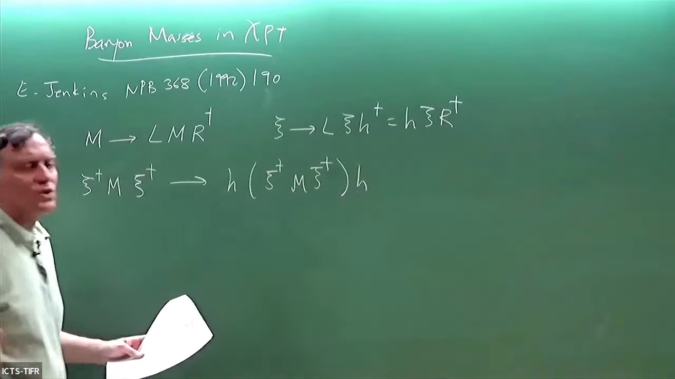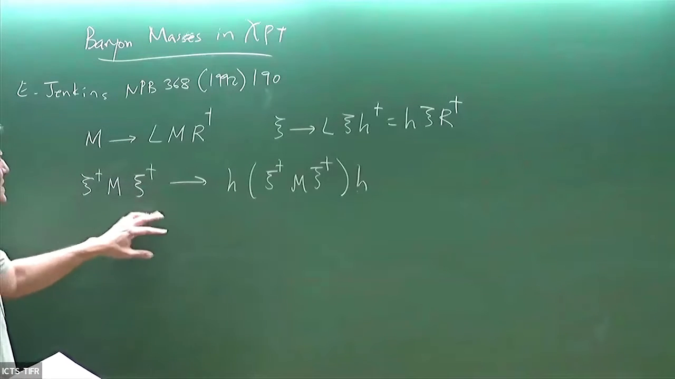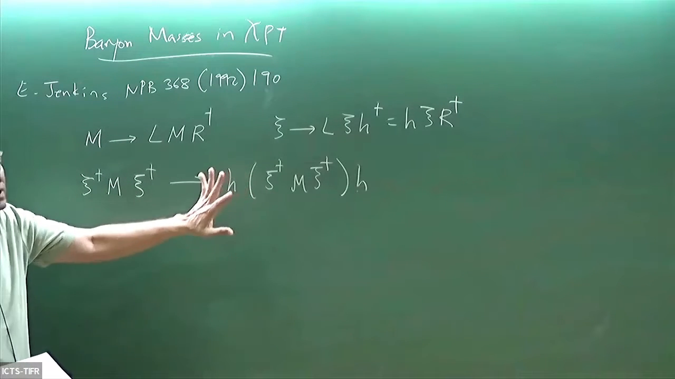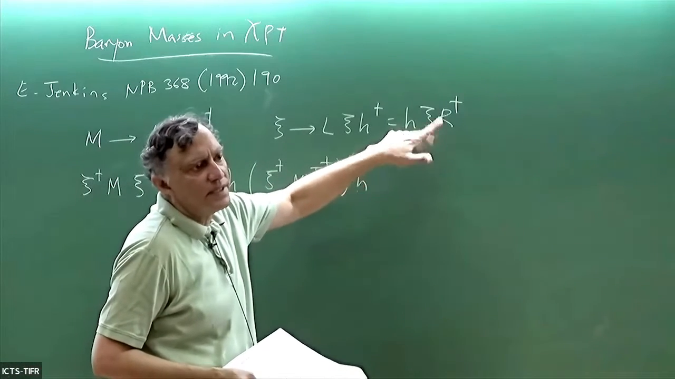So if I now take Xi dagger M Xi dagger, that transforms like H Xi dagger M Xi dagger H. So the basic rule is that you just put Xi's or Xi daggers on either side to convert everything to be transforming under H. And you can do that because one of these two forms kills either the R or the L.